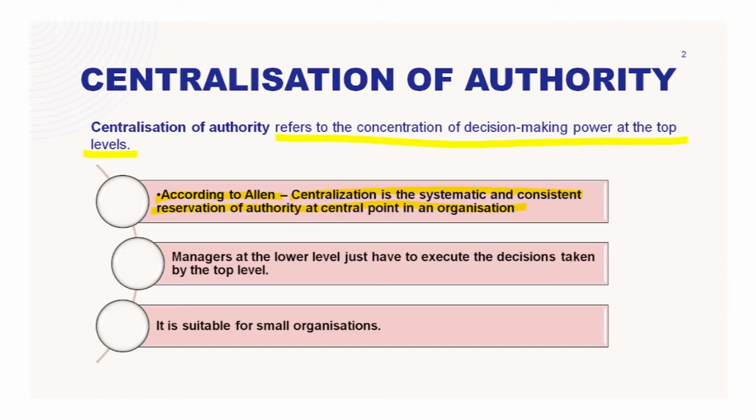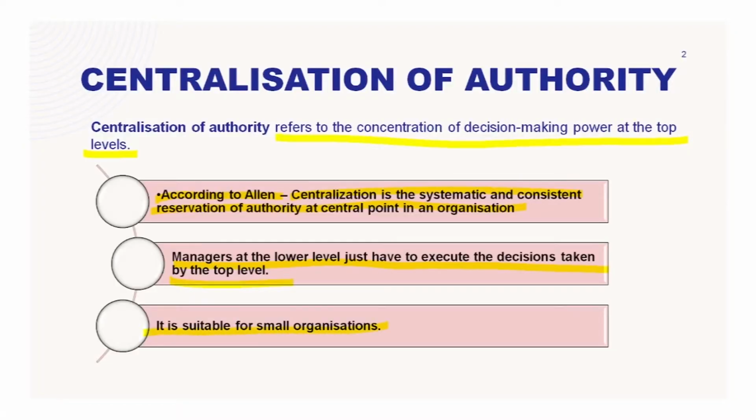Second, managers at the lower level just have to execute the decisions taken by the top level managers. The administration will reserve all the powers, and the supervisory or lower level managers will just play the role of executors. Whatever orders and instructions are given by the top level manager, it is the duty of the supervisory level to implement all the activities; they are just into the execution part. Third, it is suitable for a small organization.